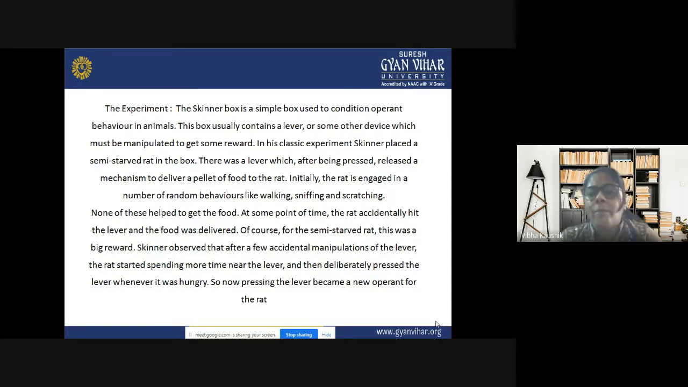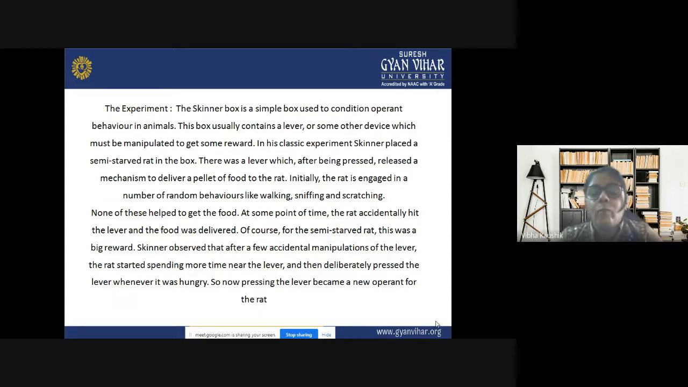By chance, the rat accidentally hit the lever, and as the rat hit the lever, the food was delivered. Of course, for the semi-starved rat, this was a big reward. Skinner observed that after a few accidental manipulations of the lever, the rat started spending more time near the lever.